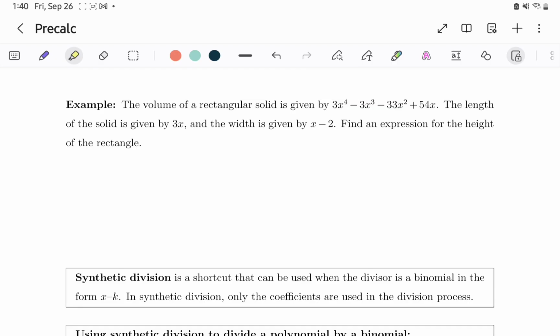So what we are going to do is we are going to divide this polynomial for the volume by first the polynomial for the length, so 3x, and then the polynomial, or to be more specific, the binomial for the width, so x minus 2. And then what we get for the quotient will be our expression for the height of the rectangle.